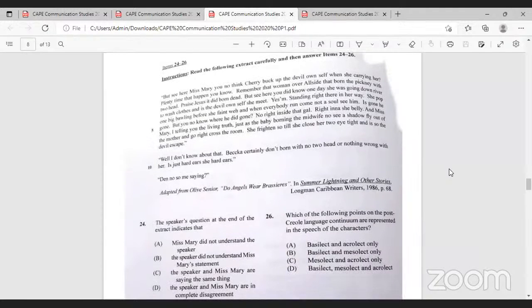24, the speaker's question at the end of the extract indicates what? That Miss Mary did not understand the speaker, that the speaker did not understand Miss Mary's statement, that the speaker and Miss Mary are saying the same thing, or the speaker and Miss Mary are in complete disagreement.